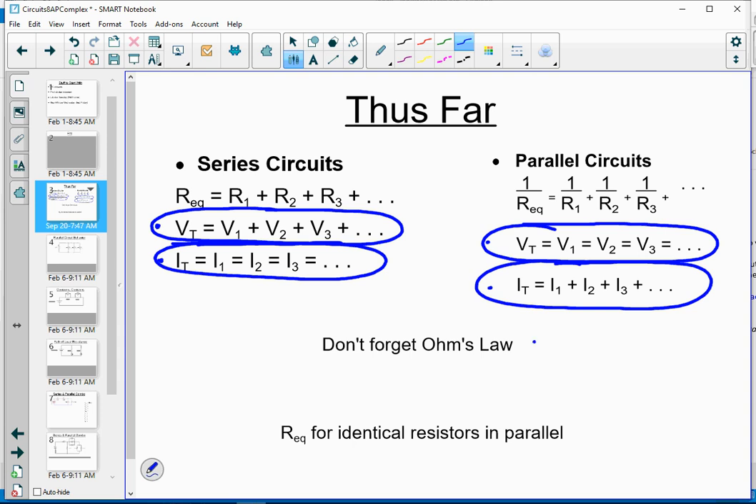And of course, Ohm's law gets used all over the place in these types of problems. You just have to keep the subscripts together: V1 equals I1R1, V2 equals I2R2, and so on. And our rule for identical resistors in parallel: you take one of the resistor values and divide by the number of resistors, and that gives you the equivalent resistance.